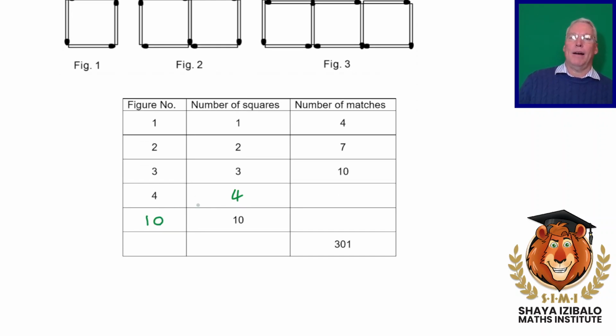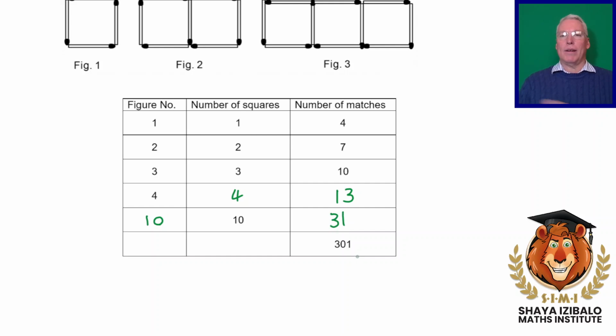But how many matches do we use? For 2 we use 7. Then it grows by 3. And because it's growing by 3, we're going to take this number and multiply by 3 and then see if there's any adjustment that we need to make. If we multiply this by 3, we get 6. Add 1, we get 7. Multiply by 3, add 1.